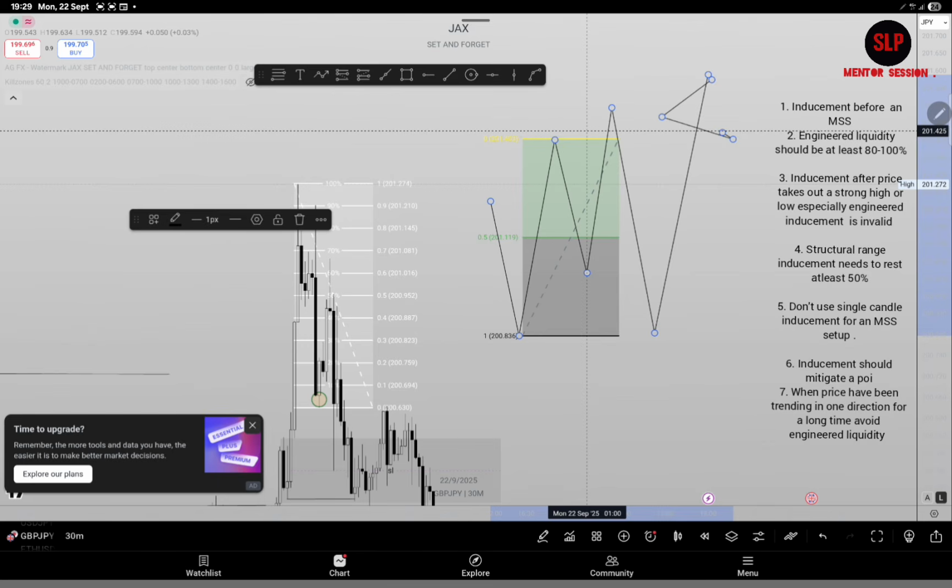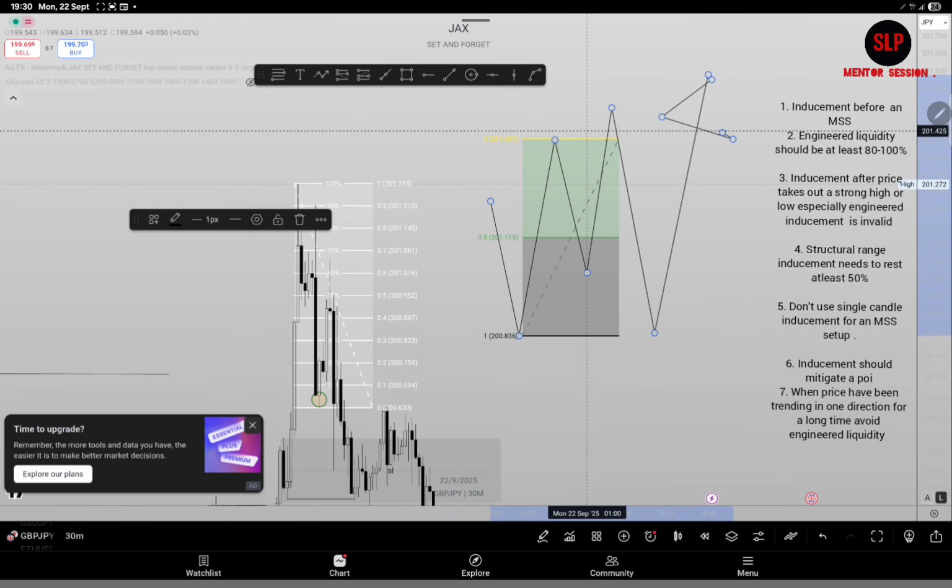You already know that an inducement should never touch your point of interest. Once an inducement touches your point of interest and breaks structure in your direction, just wait for another inducement, because that inducement already mitigated your point of interest. Except when your POI has a long wick, the inducement should not touch it. When it has a long wick, price can tap into the wick and create inducement, then tap into the body. That is still valid.